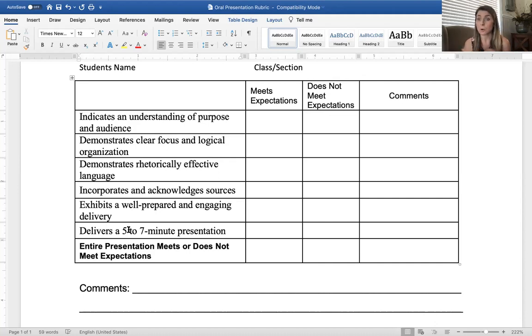Did you incorporate and acknowledge your sources? Okay, when you used a quote from an essay, did you talk about who it was by? Did you talk about the article you read it in? Did it flow well into the information that you were presenting?